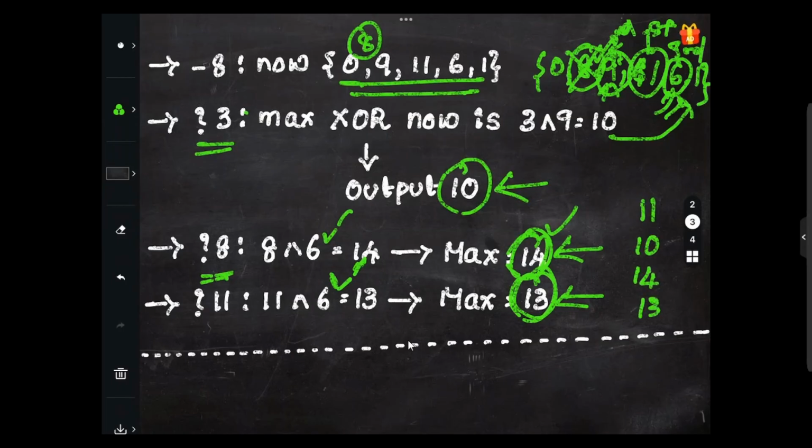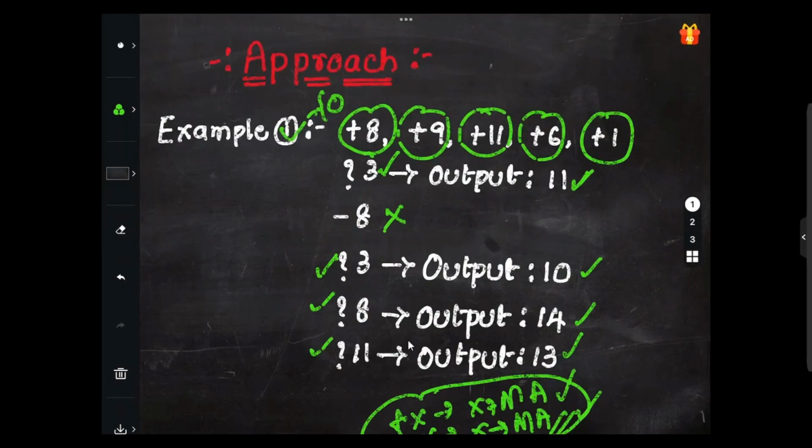The output that we got here, in accordance with the approach that we went with, is 11 10 14 13, which is equivalent to the output mentioned for example 1 in the question, 11 10 14 13. So our approach works absolutely correctly in this case.